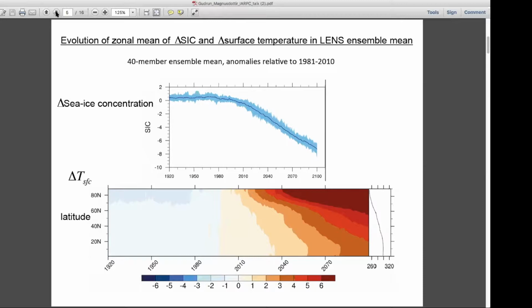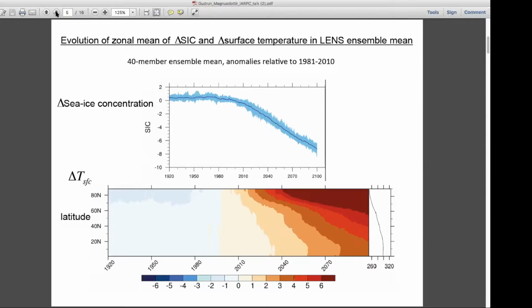And down here, I show the time evolution, again 1920 to 2100, of surface temperature anomalies relative to early in the century, 1981 to 2010, as a function of latitude. This is to highlight the Arctic amplification signal. You can see how the poles are warming as we go on. And actually, the signal saturates at about 2050 or so.